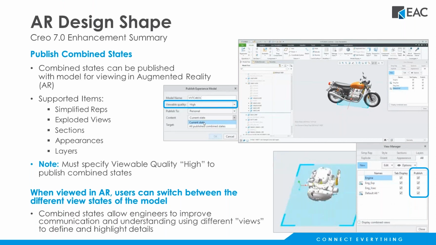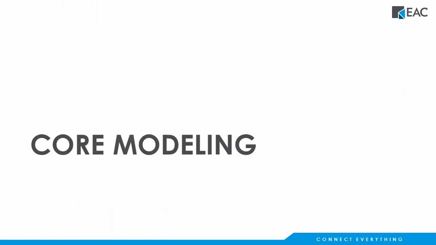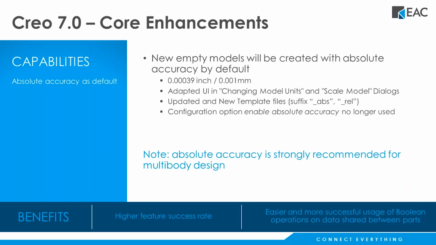So it just gives you the ability to switch between these different combination states to give the person getting this information different views and different representations. Just a good communication tool. So let's talk a little bit about the core modeling.